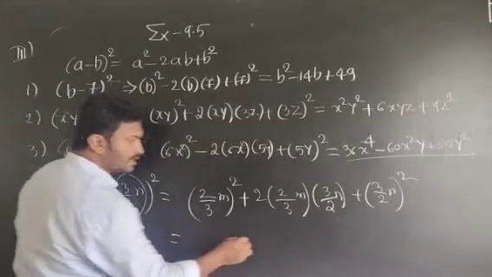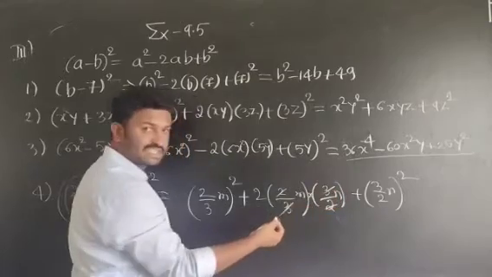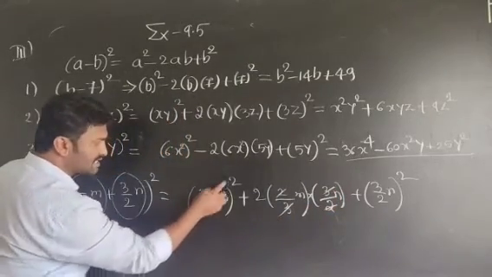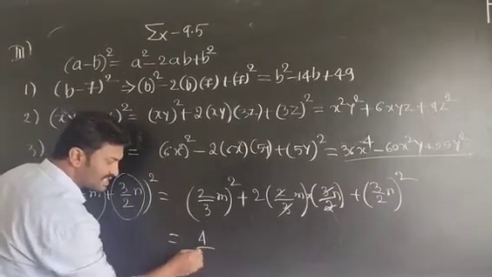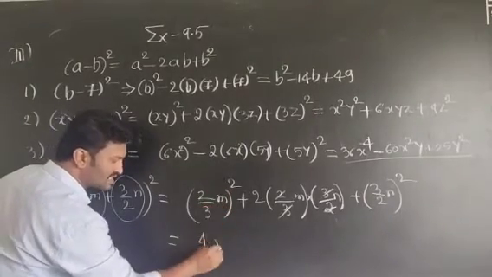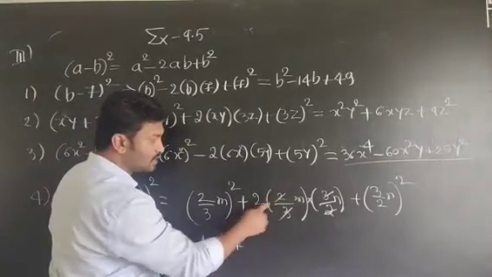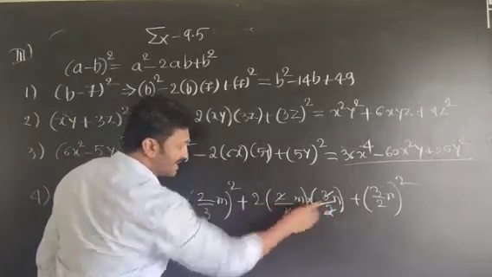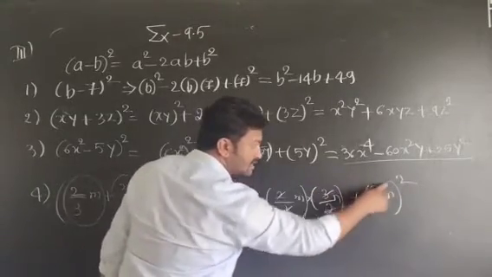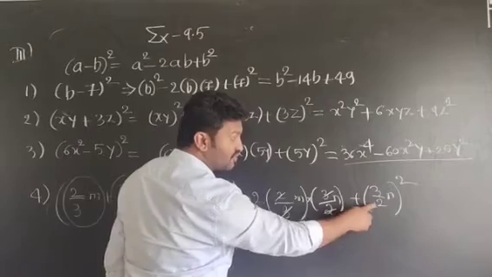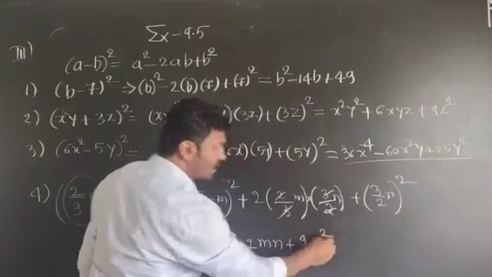First, in the multiplication, 2 cancels, 3 cancels. And apply square for both numerator and denominator: 2 square is 4, 3 square is 9, and m whole square is m². And for 2ab, it is 2. Then you apply this: 3 square is 9, 2 square is 4, 9/4 m².